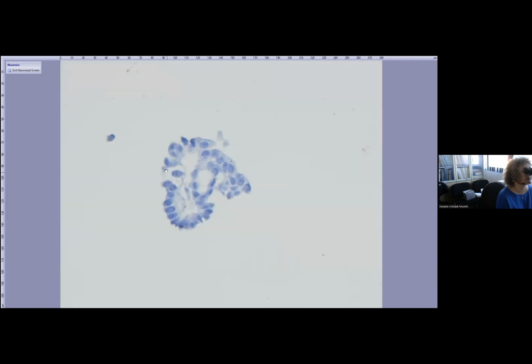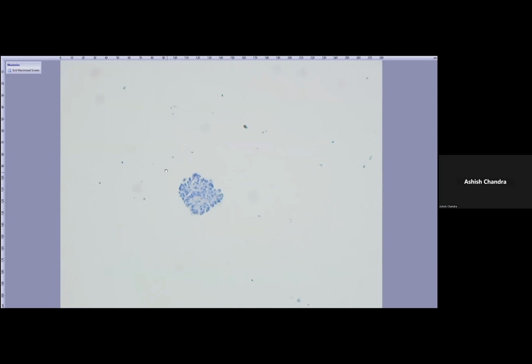So we did the calretinin just to be sure that it is not some rare mesothelioma of the peritoneal surface, but it was negative. As you can see here, you can find a few mesothelial cells that are positive. So inside your slide, you have a positive control. Negative and positive, a few mesothelial cells. Okay, great.